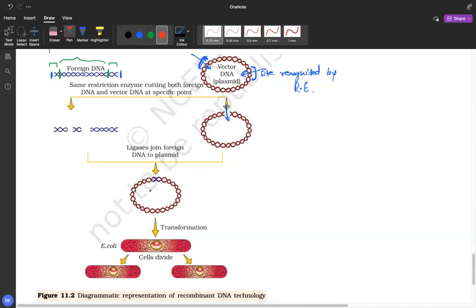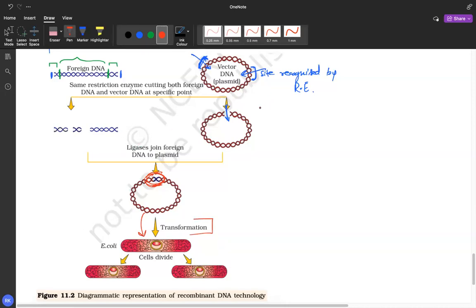So you can see here, this is what they have inserted here, right? They have inserted something, they close the plasmid, and they have put back this plasmid into E. coli. And this process is called transformation. Joining of DNA to plasmid is called ligation.